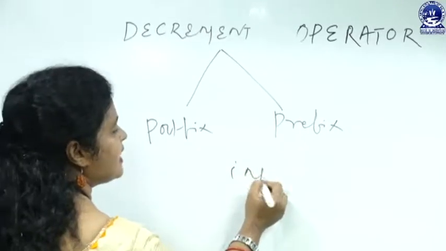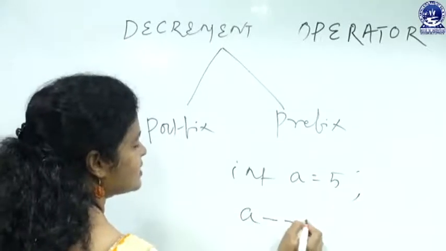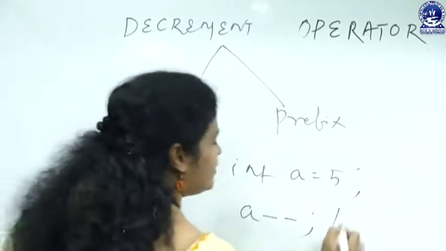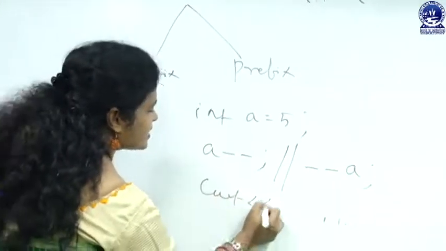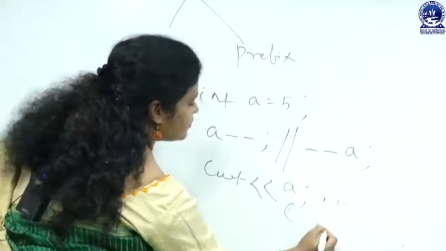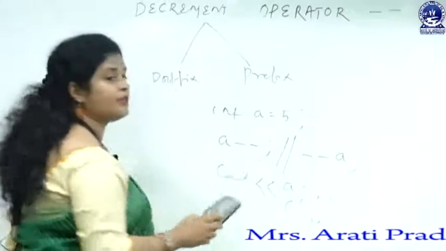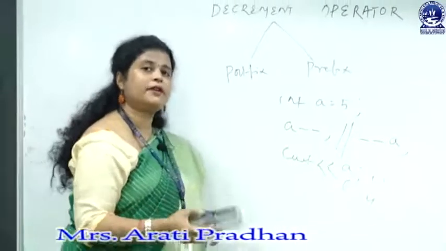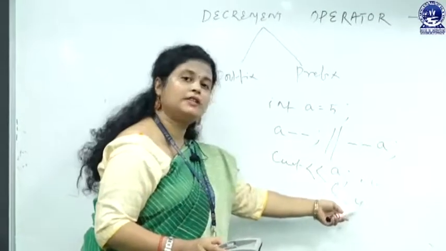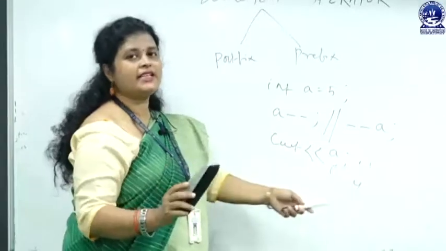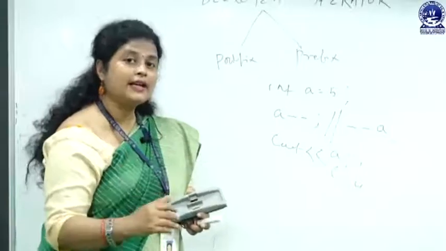Suppose the code is int A = 5. If you write A-- or --A and then display cout << A, the value will be 4, because in both cases, whether it is postfix or prefix, it does not matter. Here you get the same output, that is 4, but if we change it a little bit in a different way, then the value you get will be different.